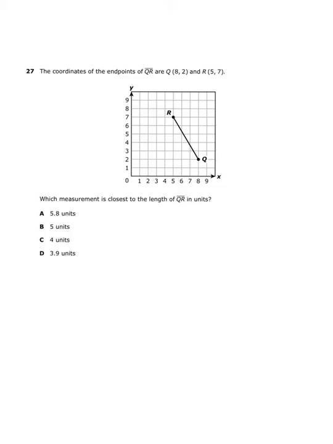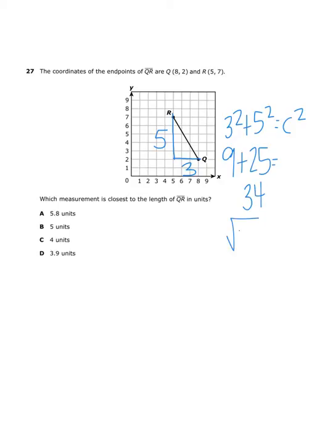27. The coordinates of the endpoints of QR are Q is 8,2 and R is 5,7. Which measurement is closest to the length of QR in units? So this is a diagonal line. Whenever you see a diagonal line, you can draw a right triangle out of it. Once you do that, you can use the Pythagorean theorem to figure out how long it is. So 3 squared plus 5 squared equals C squared. So 9 plus 25 equals 34. And the square root of 34 is 5.83. So A would be the correct answer.